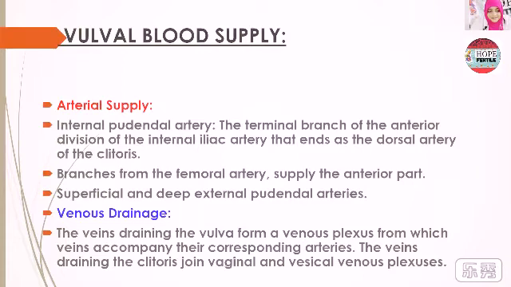Then vulval blood supply. The arterial supply is the internal pudendal artery, the terminal branch of the anterior division of the internal iliac artery that ends as the dorsal artery of the clitoris. Branches from the femoral artery supply the anterior part: the superficial and deep external pudendal arteries. Then venous drainage: it forms a venous plexus from which veins accompany their corresponding arteries. The veins draining the clitoris join the vaginal and vesical venous plexus.